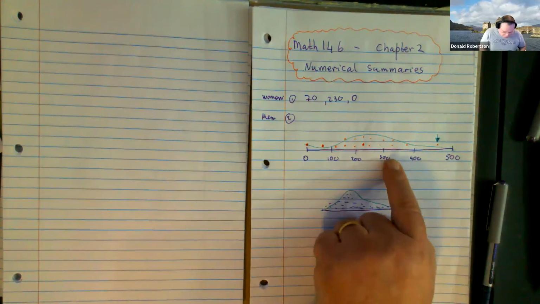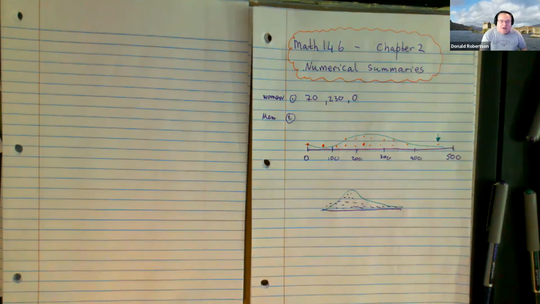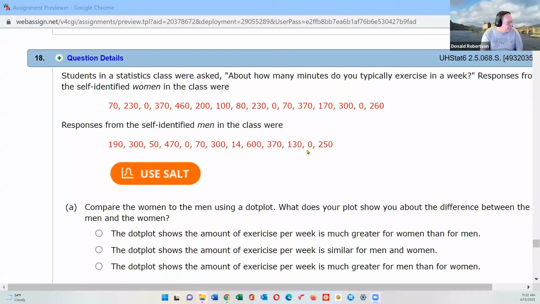Now you do a box plot. Well, you're not going to do a box plot by hand. So I'm going to now return to that set of data. And we're going to show you how you would get Salt to do it for us. Now, men, women. Hit this guy.